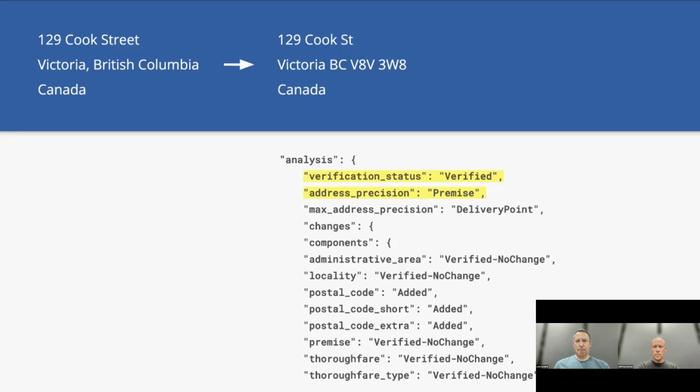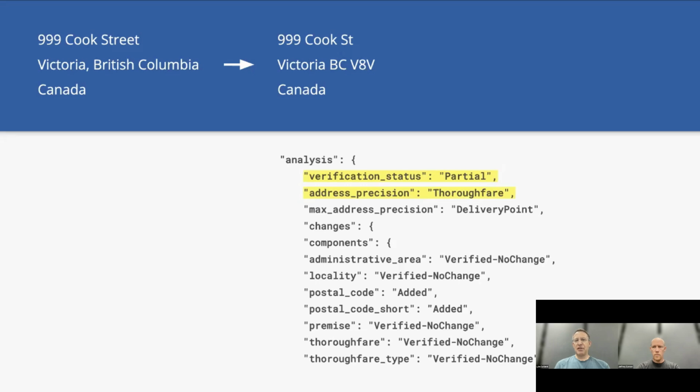Let's jump into the next one. Here, I've taken the same address and just made up a house number, similar to what I did on the US examples. There is no 999 Cook Street, so I wanted to test, what does the API say about that? If I put in an address that doesn't exist on Cook Street, we see the verification status turns to partial, and the address precision is only thoroughfare, which means street. So we're telling you only parts of the address were verified. In this case, we can verify Cook Street, and that's all we can verify. We're not able to verify the 999 part of it, the house number, the primary number.